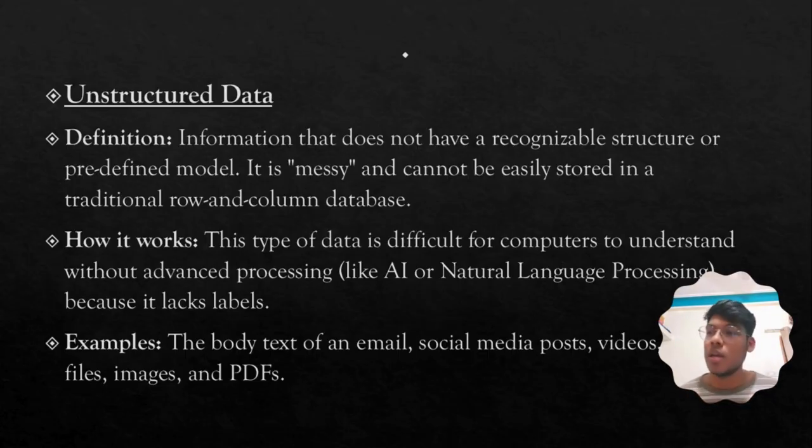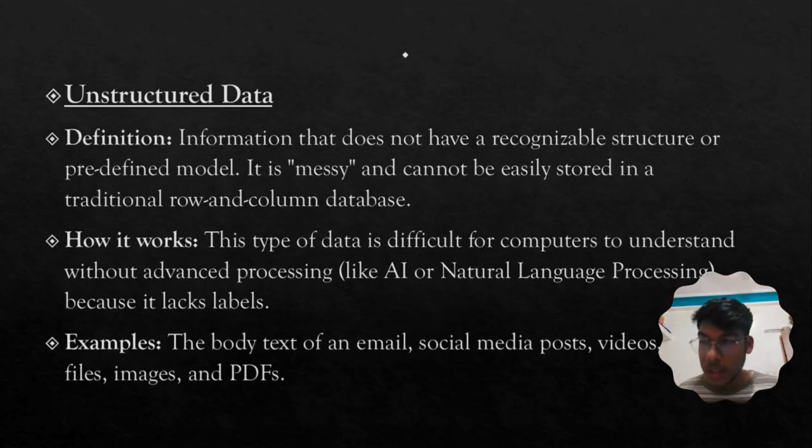So examples of unstructured data are the body text of an email, social media posts, videos, audio files, images, and PDFs. These are all examples of unstructured data that are not in the form of rows and columns. Understood? So the next one: quantitative and categorical data.